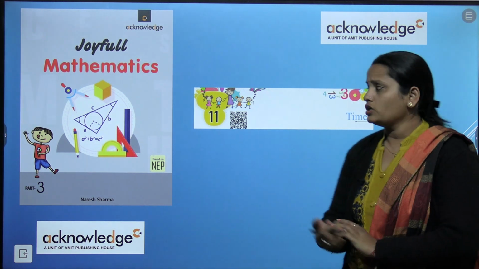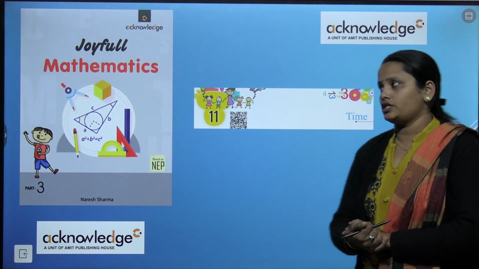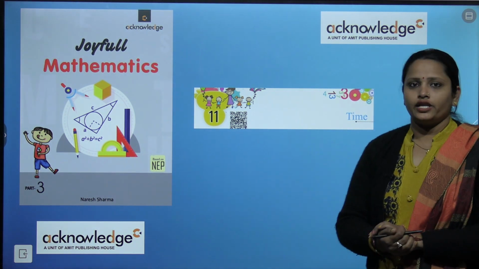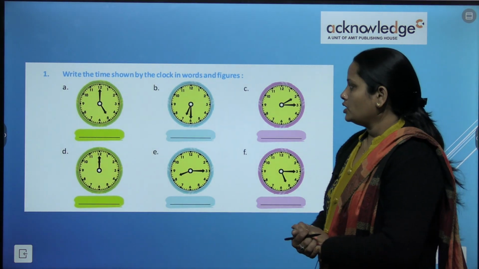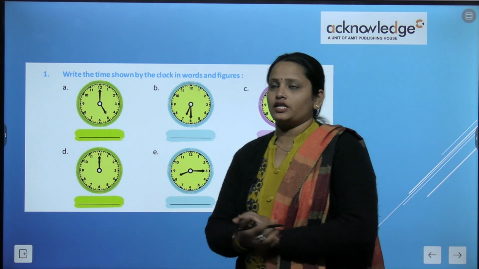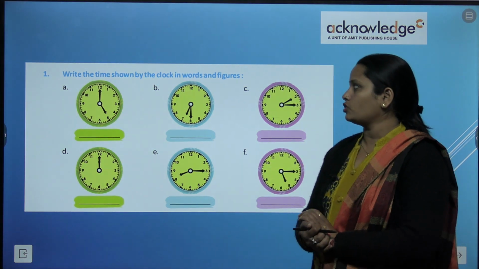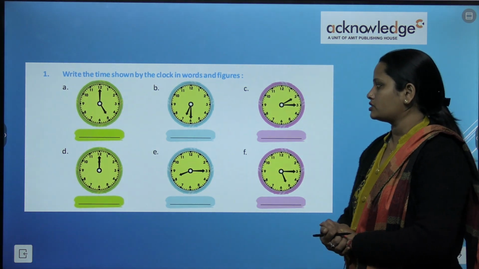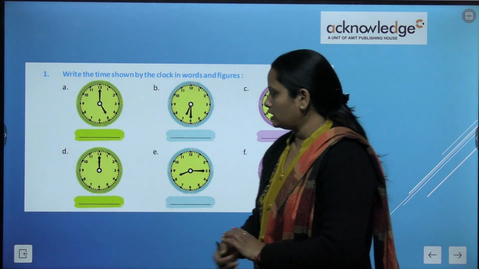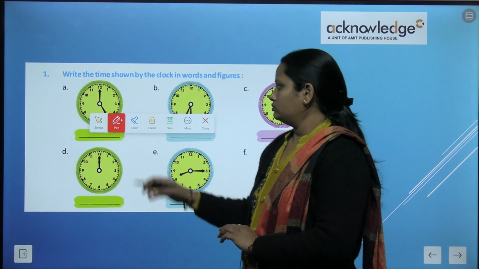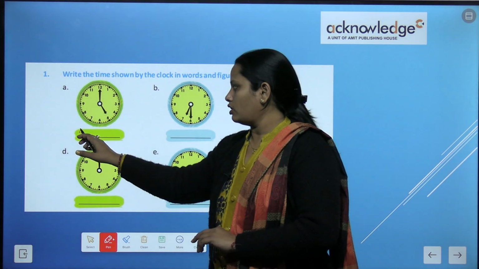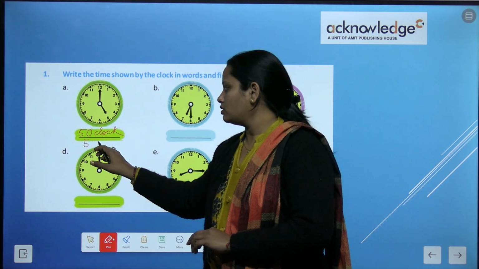Today we are going to do chapter number 11, which is time. So let's start this chapter. Here you can see some clocks in front of you. Write the time shown by the clock in words and figures. So we have to write down the time that is shown here on the clock. So it is 5 o'clock and 5.